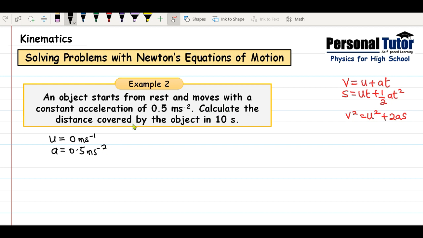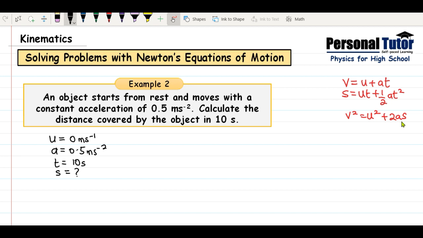Calculate the distance covered by the object in 10 seconds. Time is also stated as 10 seconds. We are supposed to calculate for the distance, and that has the symbol s. So it is the distance that is unknown. With my equation, I'm looking for s. So automatically, equation 1 does not qualify. But in equation 2, there is s. Equation 3, there is s.